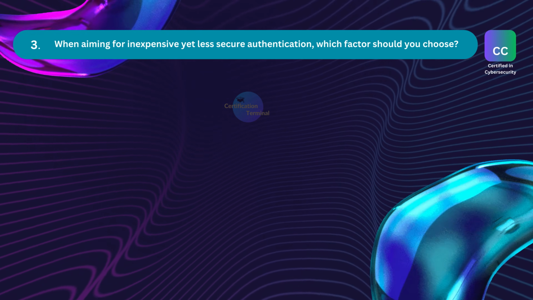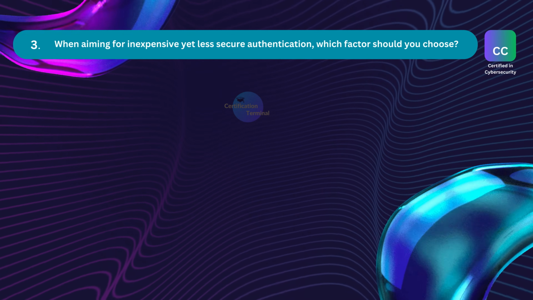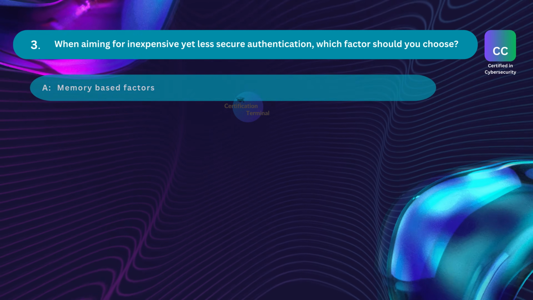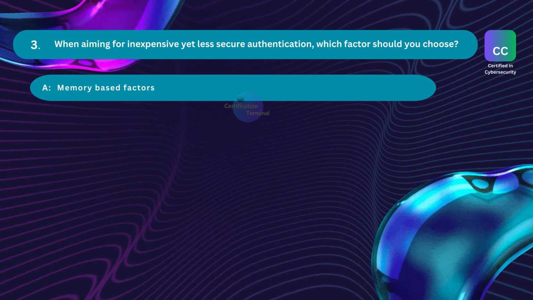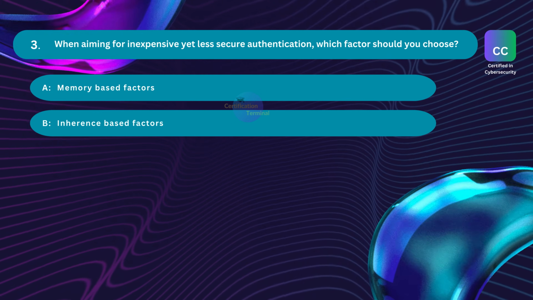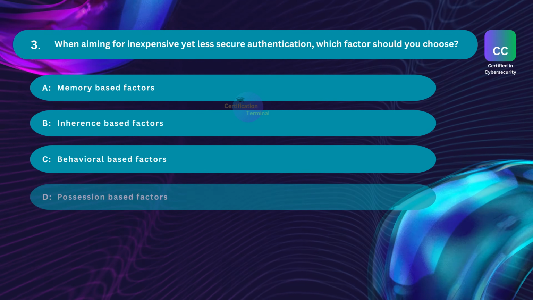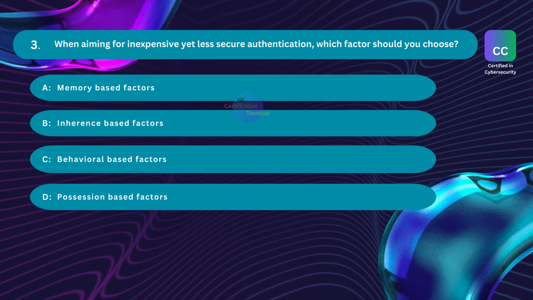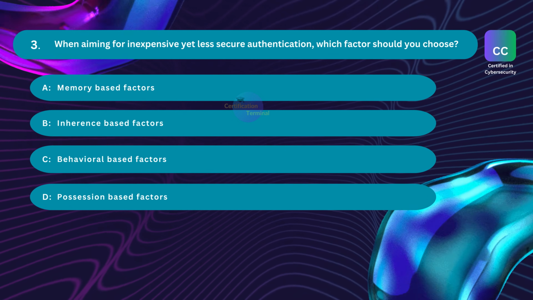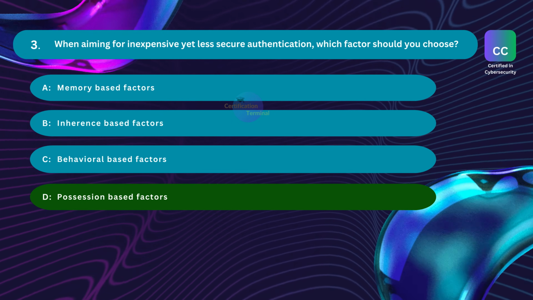Question number 3. When aiming for inexpensive yet less secure authentication, which factor should you choose? Option A, memory-based factors. Option B, inheritance-based factors. Option C, behavioral-based factors. Option D, possession-based factors. The correct answer is Option D, possession-based factors.